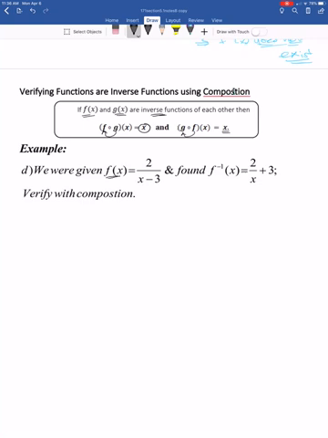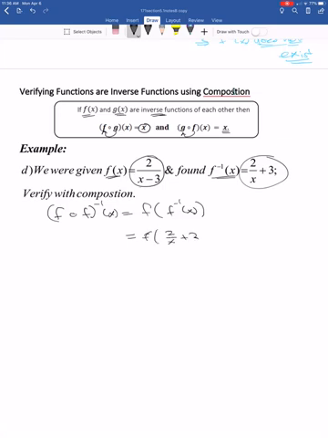So here's an example. I've got f of x and f inverse of x given. It says verify these are inverses with composition, right? We just did these, right? This is what we just looked at, our last example in D. So I want to show that. So as I look at f composed with f inverse of x, I get f of f inverse of x. Well, let's do the composition. That's f of 2 over x plus 3. And now I can evaluate.